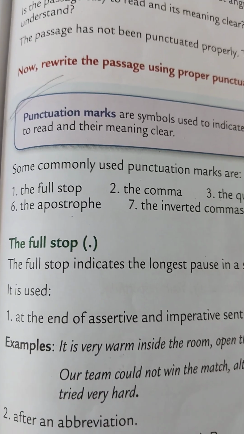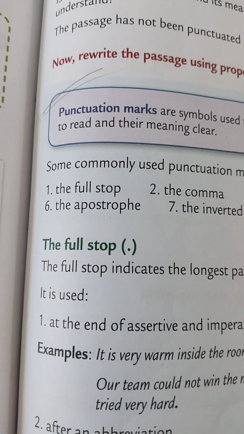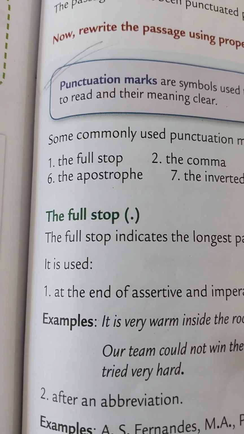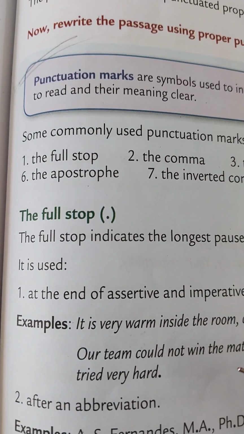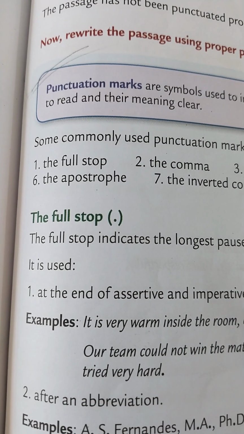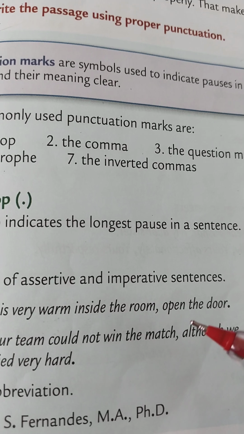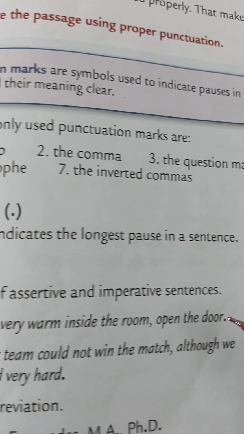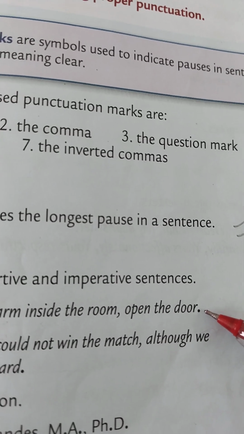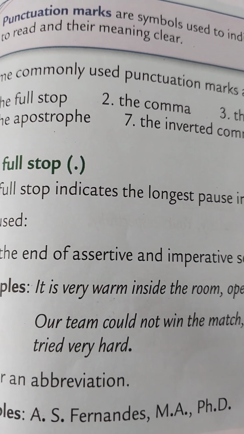Now, children, full stop indicates the longest pause in a sentence. Now, where do we use full stop? At the end of assertive and imperative sentences, children, we use full stop. For example, it is very warm inside the room, open the door. As you can see, we have put a full stop over here, okay, at the end of the imperative sentence.